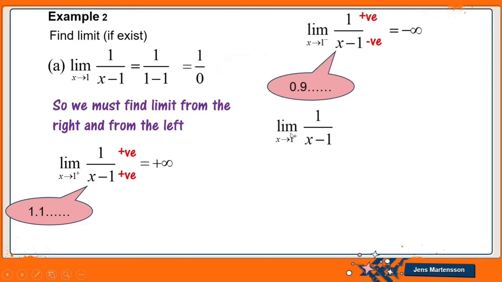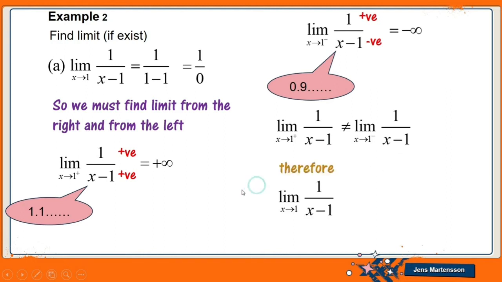Okay, look at the limit as x approaches 1 from the right. We get positive infinity, and the limit as x approaches 1 from the left, the answer is negative infinity. So the limit as x approaches 1 from the right is not equal to the limit as x approaches 1 from the left. Therefore the limit of 1 over x minus 1 as x approaches 1 does not exist.